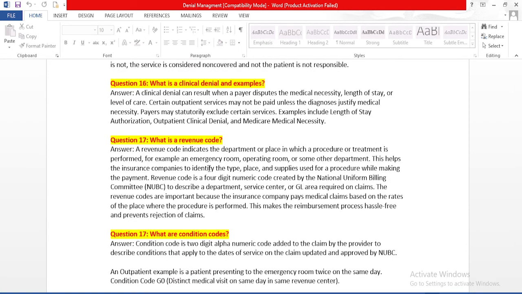What is a clinical denial and example? A clinical denial can result when a payer disputes the medical necessity, length of stay, or level of care, any one of them. So, certain outpatient services may not be paid unless the diagnosis justifies medical necessity. So, payers may statutorily exclude certain services. Examples include length of stay authorization, outpatient clinical denial, and Medicare medical necessity. So whenever we code, we need to check the medical necessity in order to reduce the denials. So medical necessity will come under clinical denial. So whenever we code a procedure, we need to code the reasonable diagnosis code to the procedure performed.